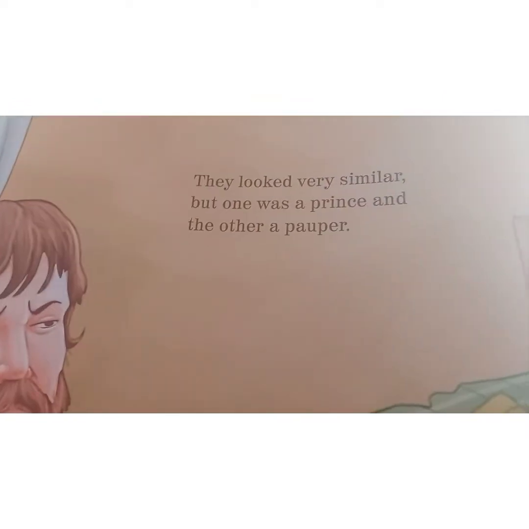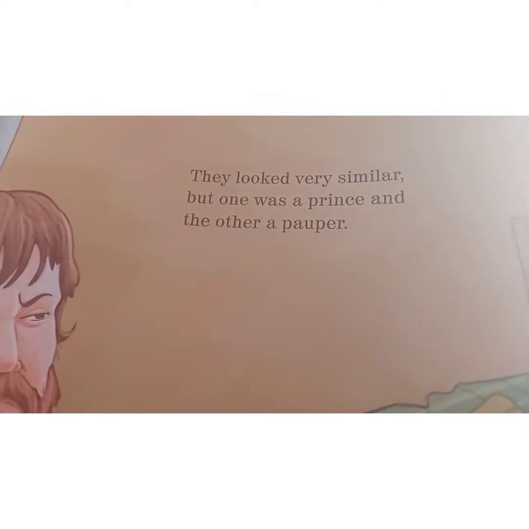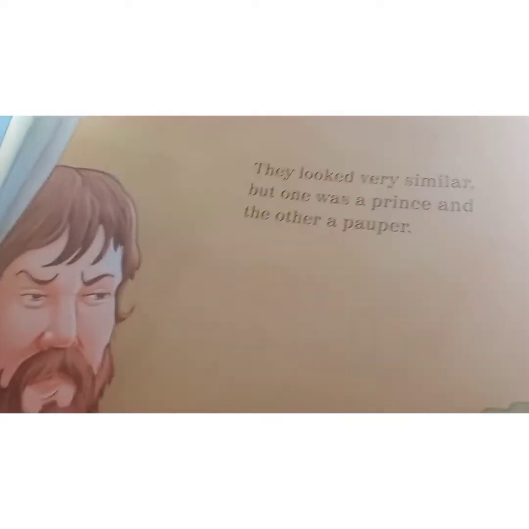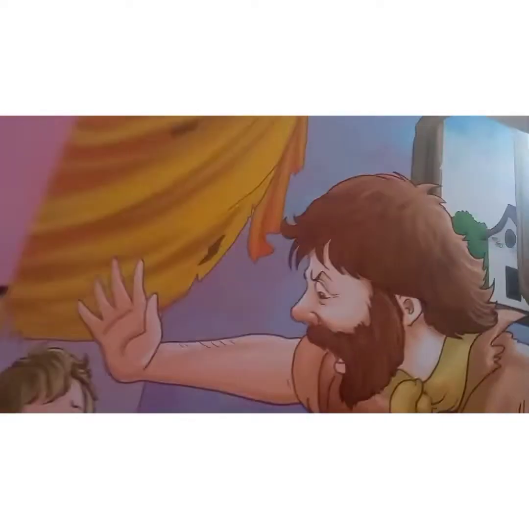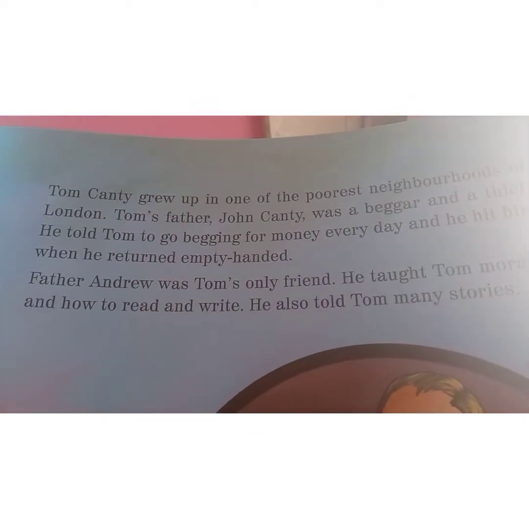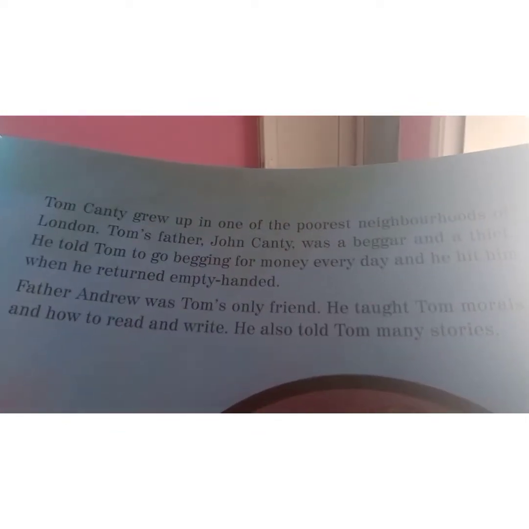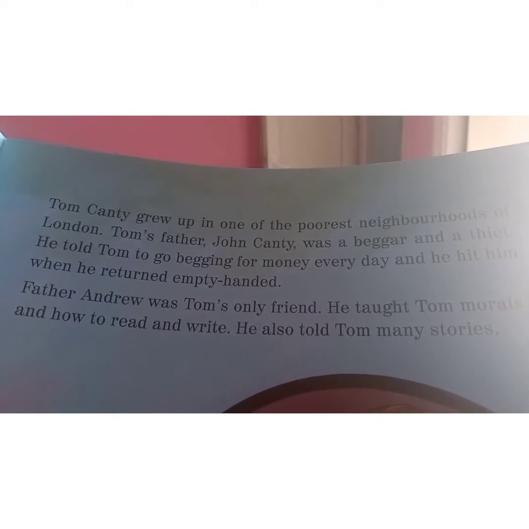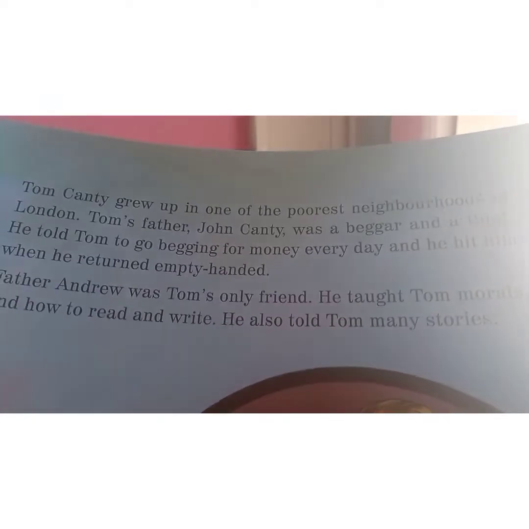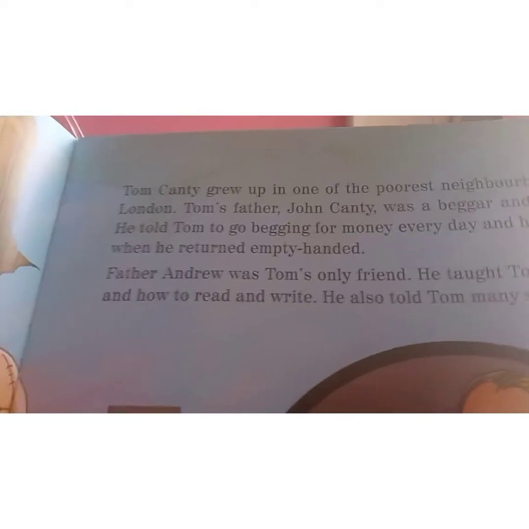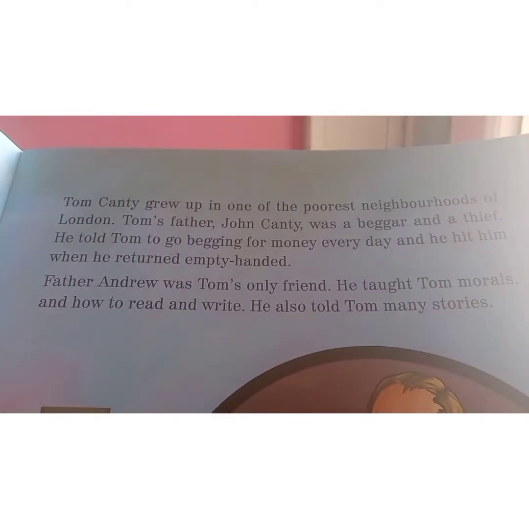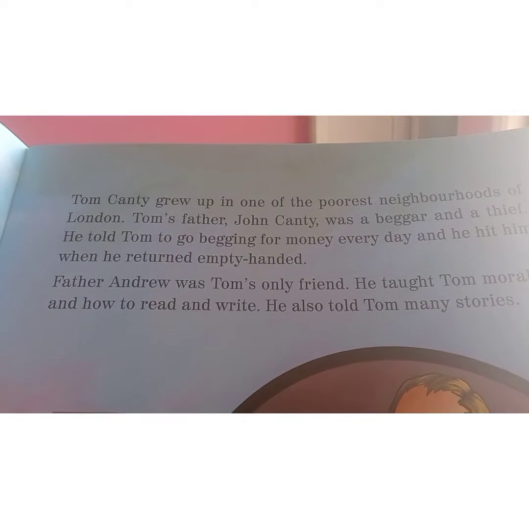Once upon a time in London, 2 boys were born on the same day. They looked very similar, but one was a prince and the other a pauper. Tom Canty grew up in one of the poorest neighborhoods in London. Tom's father, John Canty, was a beggar and a thief. He told Tom to go begging for money every day, and he hit him when he returned empty-handed.